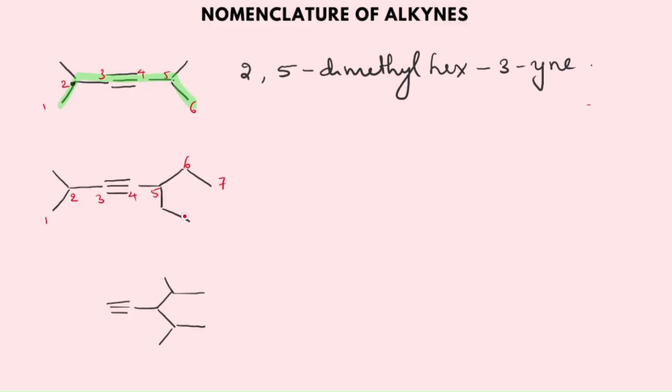Either way it is correct. Okay. So choose the longest chain including the triple bond. And if we number from here, 1, 2, 3, 4. So 3 versus 4. 3 is better, right? So then how do you name this?